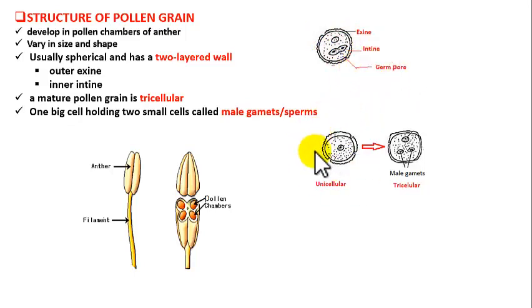Now the pollen grains are unicellular initially, but upon maturation they become tricellular. So in the beginning they are unicellular, with only one cell. But after maturation, a fully developed pollen grain has 3 cells. So now this is the tricellular pollen grain.